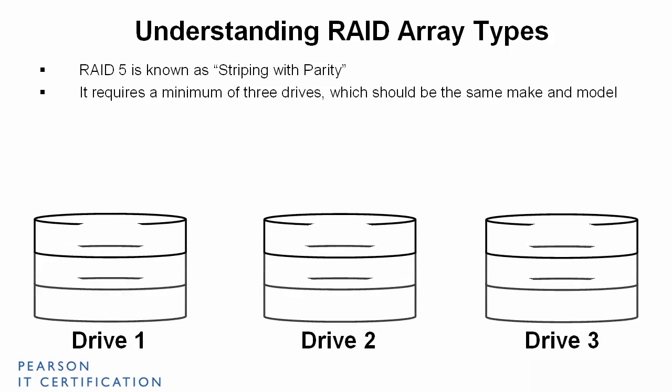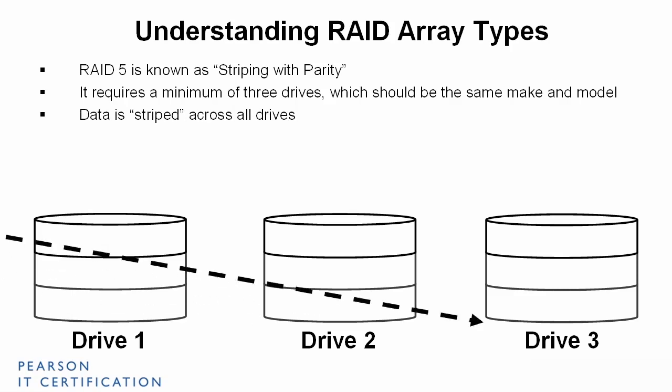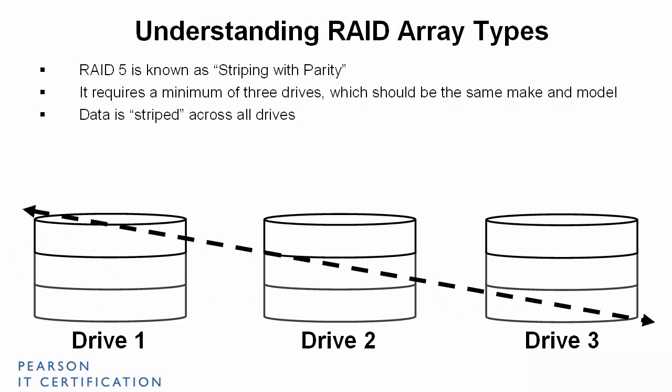It requires a minimum of 3 drives, which should be of the same make and model. RAID 5 arrays often have 3, 4, or 5 drives, but you're not limited to that. I believe the normal maximum for hardware and software is 32 drives. Data is striped across all drives, regardless of how many drives you have. Again, it's done in an effort to increase performance.